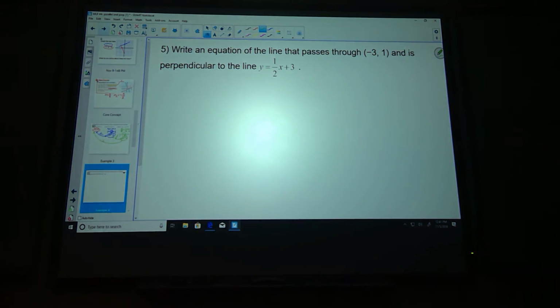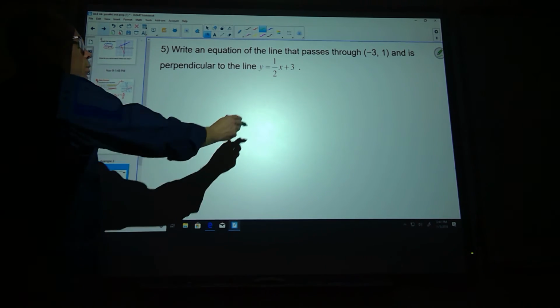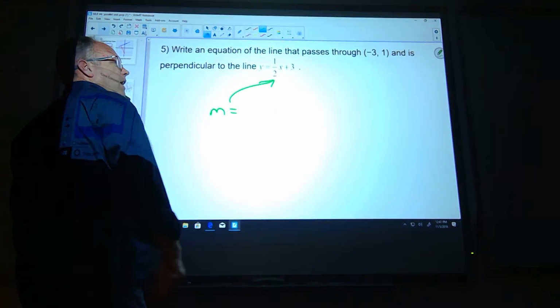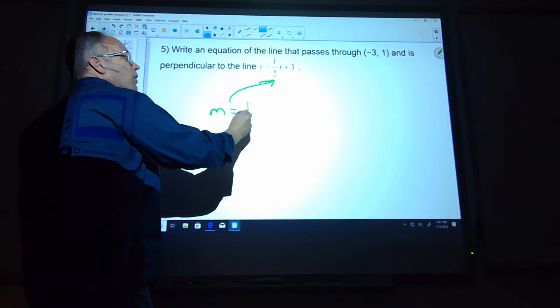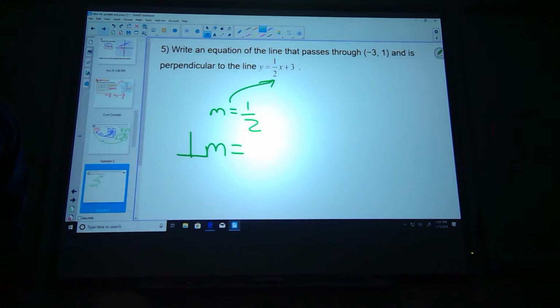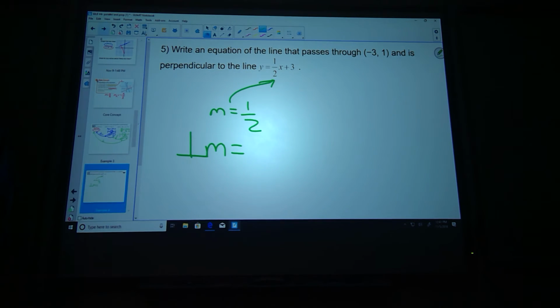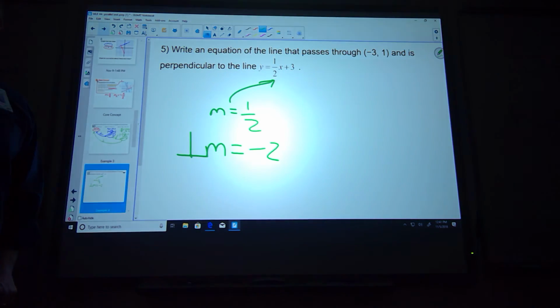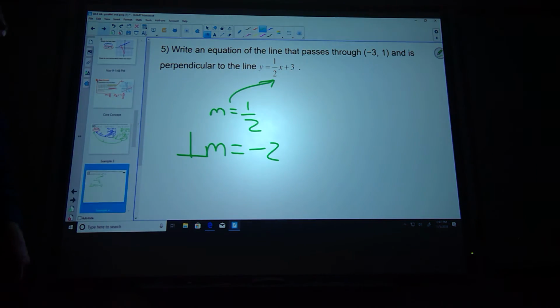Write the equation of a line that passes through negative 3, 1 and is perpendicular. So what is the slope of this line? What's the slope right there? 1/2. So what is the perpendicular slope of 1/2? Negative 2. So flip over 1 over 2, which becomes 2 over 1, which is 2, and change the sign.